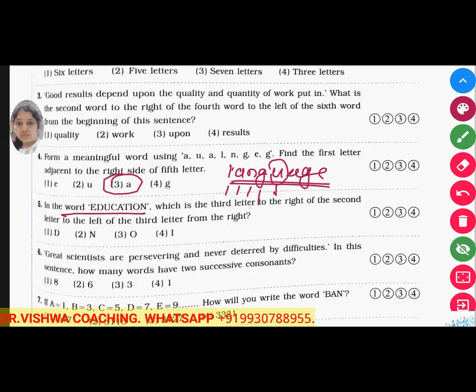In the word education, which is the third letter to the right of the second letter to the left of the third letter from the right? Again, solve from the end. First find the third letter from the right, then find the second letter to the left of this third letter, then the third letter to the right of that second letter. Again, this is for your homework.